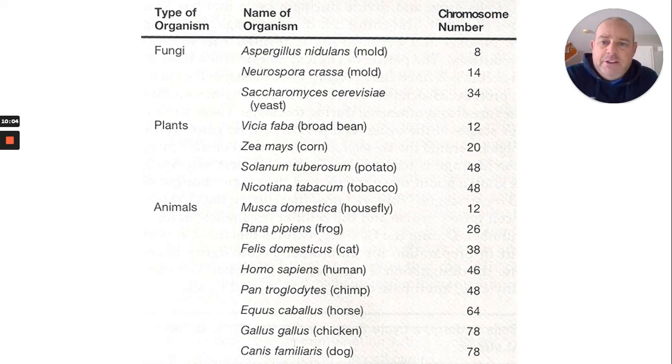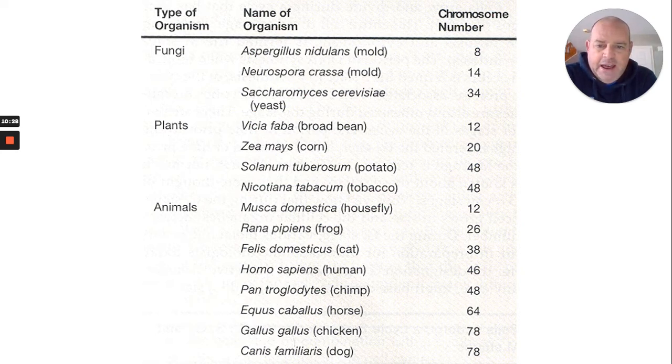This is just kind of an interesting table here of the number of chromosomes that a lot of different things have. Because, like I told you, we have 46 pieces of DNA. Your cat has 38, okay? But your dog has 78. Your dog has 78 chromosomes. How crazy is that?